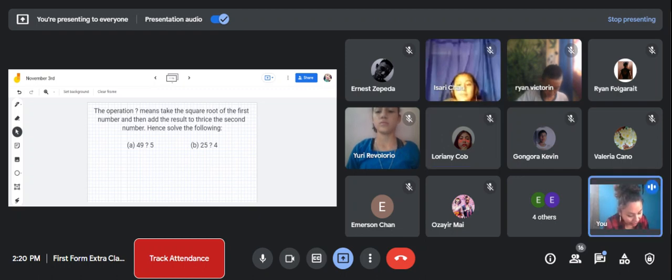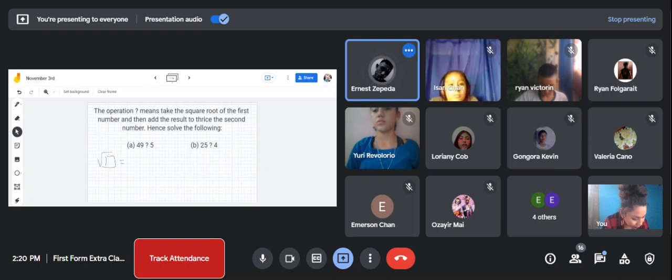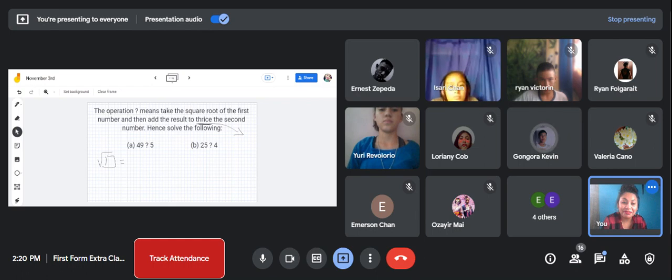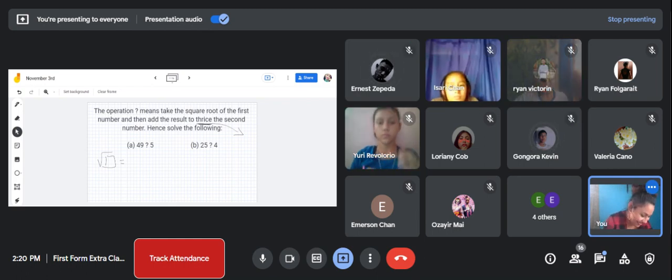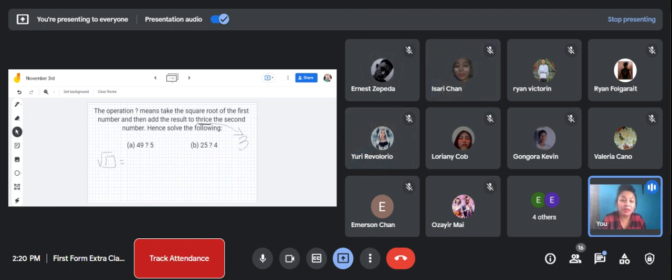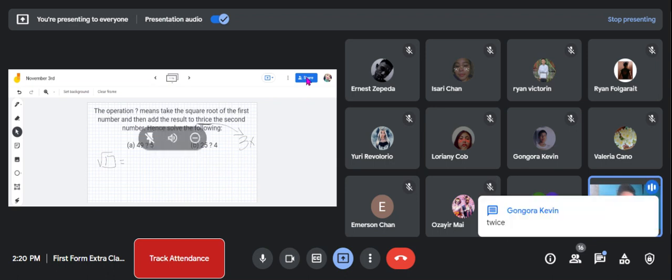When we're talking about square root, guys, it's this symbol, and then we put the number here, and this gives us an answer. How about the word thrice? Three times the number, Miss. Are you sure? Yes. Very good. Three times the number. Like when it's double up and triple up, thrice is like triple up. So that is all we have to do for this question.